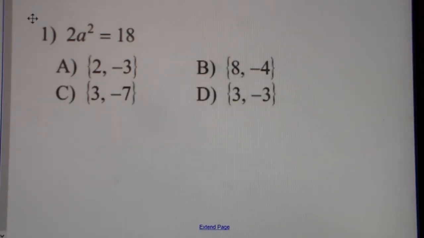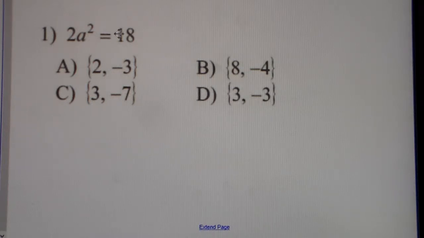Alright, so problem number 1. We have 2a squared equals 18. Now quadratic equations have a squared component to them, and we still have to solve for a. So how do we go about doing this? A problem like this you could do multiple ways, but we're going to use the quadratic formula way.